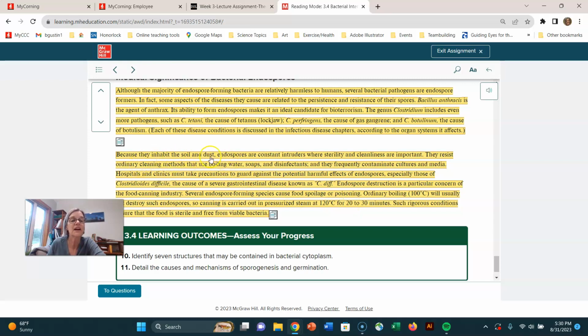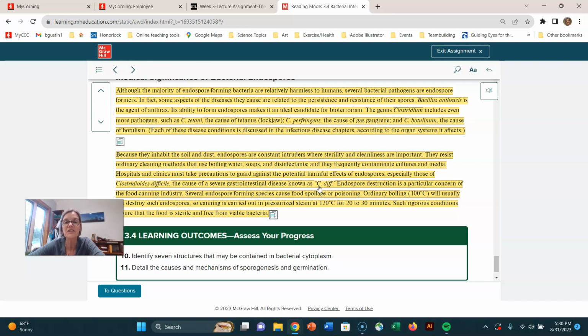It talks a little bit about here how endospores inhabit soil and dust, and so cleanliness is important. And one of the big diseases that happens in hospitals frequently is one that you hear called C. diff. And this is the one that they changed the genus from Clostridium to Clostridioides. But we still start it with C. So C. diff or Clostridioides difficile. And that also is an endospore former.